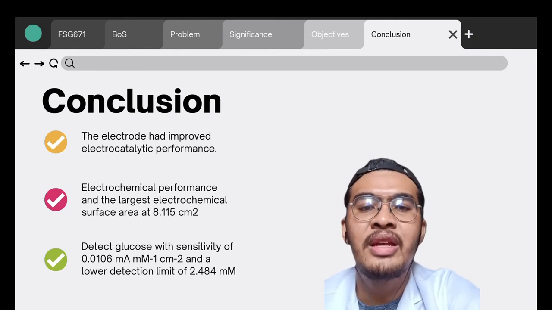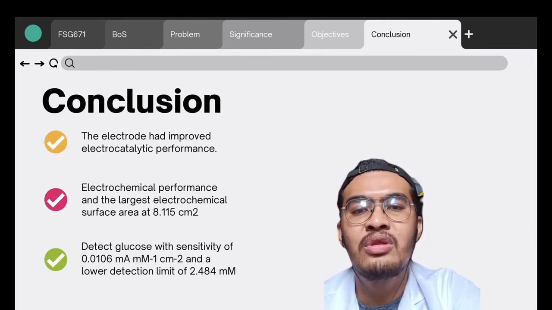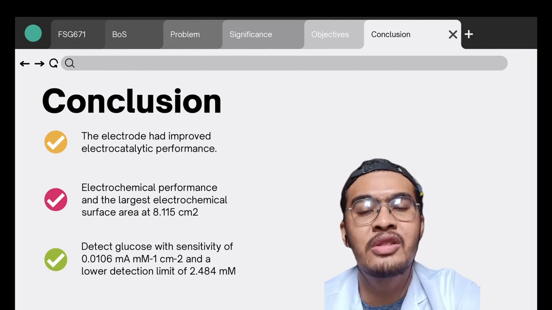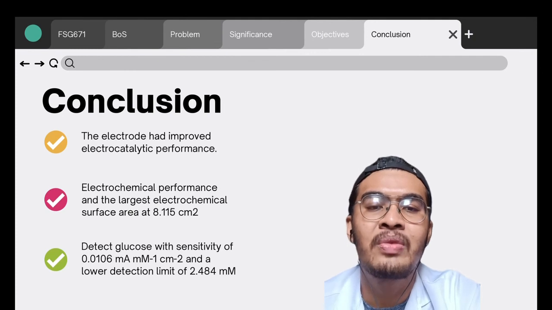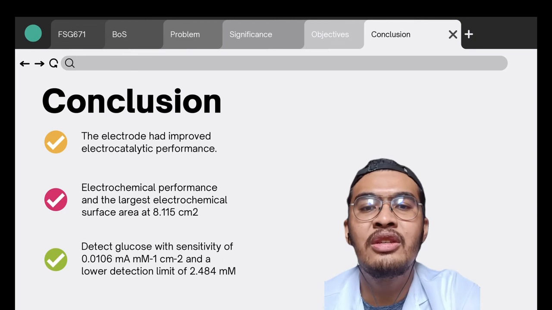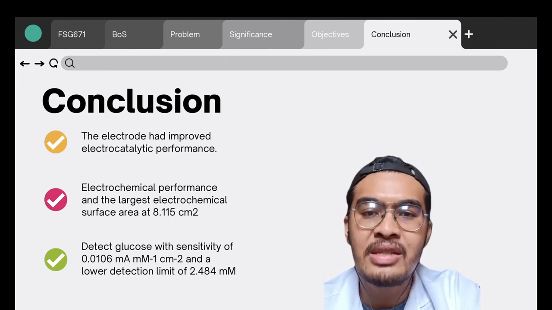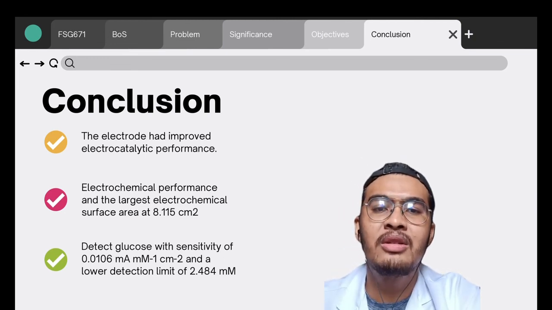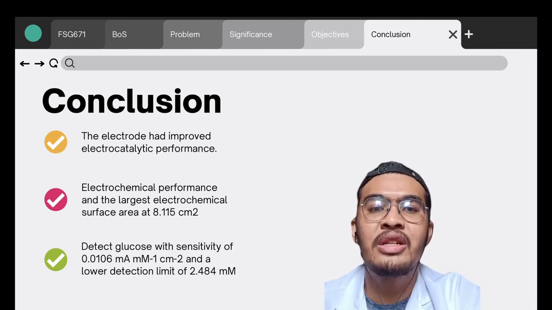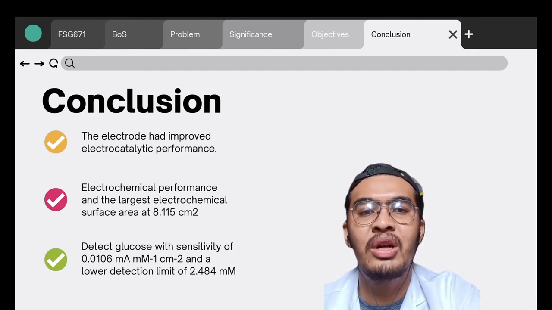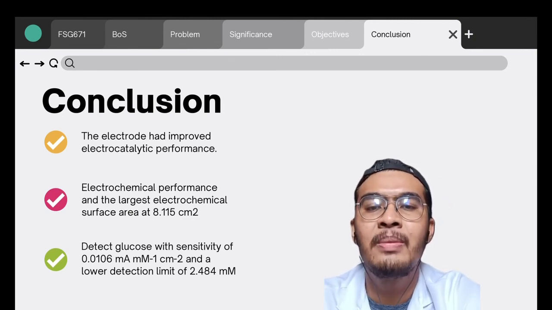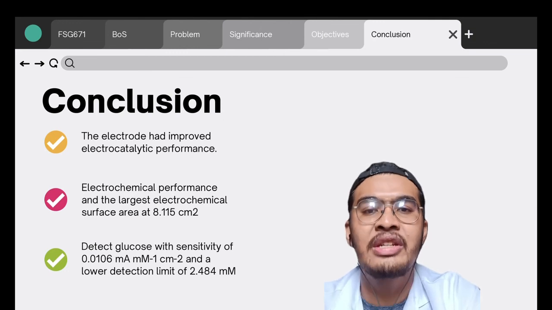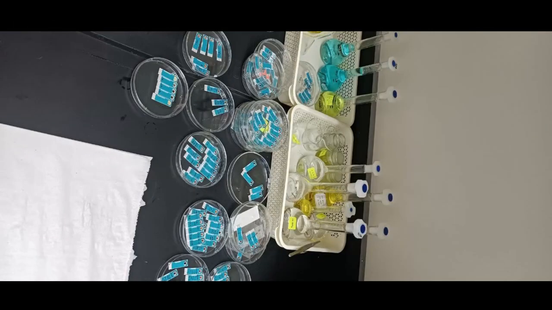The electrode was then tested for sensitive detection of glucose in alkaline media, and it was successful, as the electrode detects glucose in various concentrations in 0.1 molar sodium hydroxide with a sensitivity of 0.0106 mA per millimolar cm², and a lower detection limit of 2.44 millimolar, indicating that the nanostructured surface has strong electroactivity towards glucose oxidation, even at low potentials.